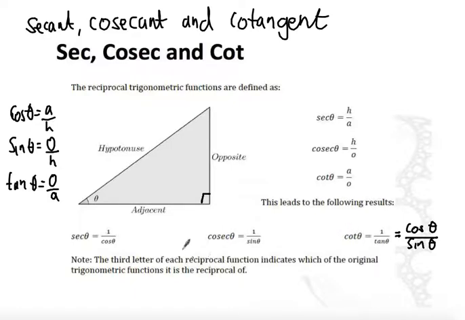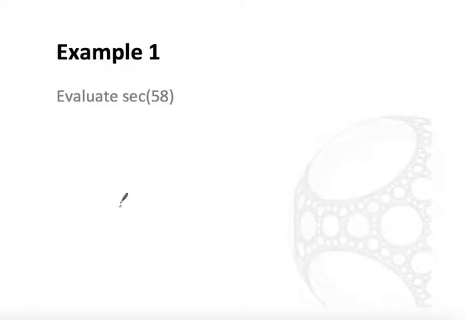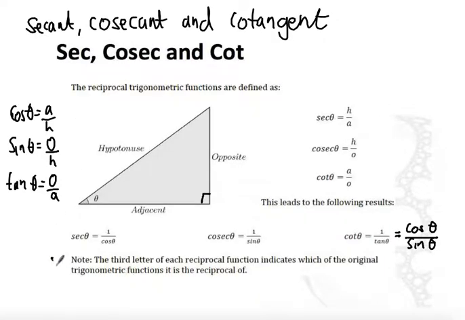Okay, so let's have a look at the basics and what we're going to do with these functions. In this first example, we just want to evaluate sec 58. So this is in degrees, in case you're unsure. So sec 58. Now, if you note this bit down at the bottom, the third letter of each reciprocal function indicates which of the original trigonometric functions it is a reciprocal of.